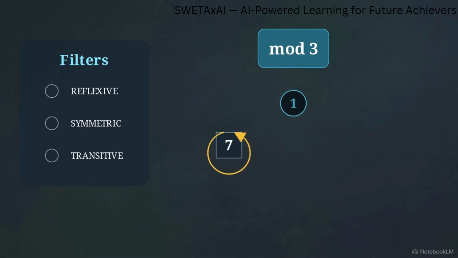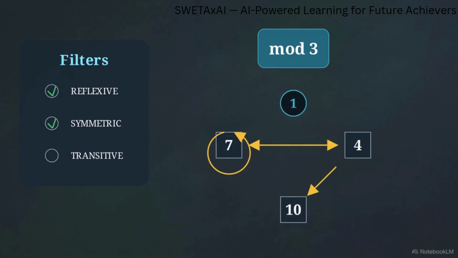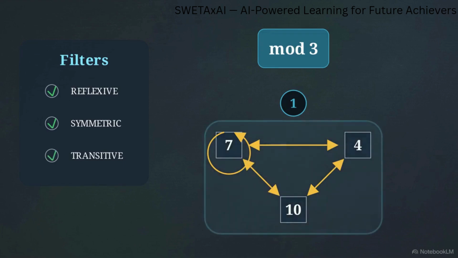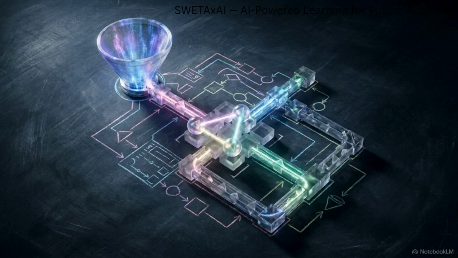We check our three filters. First, it is reflexive. An integer obviously yields the same remainder as itself. Second, it is symmetric. If integer a has the same remainder as integer b, then b shares that remainder with a. Third, it is transitive. If a shares a remainder with b, and b shares that same remainder with c, then a mathematically matches c. Because it passes all three tests, this relation now functions as an absolute mathematical sorting engine.